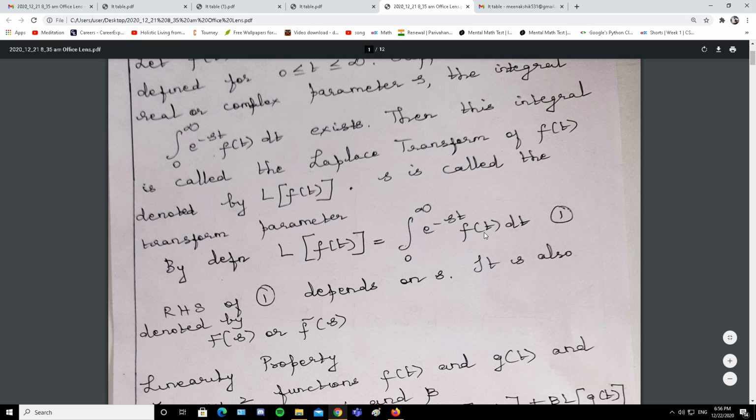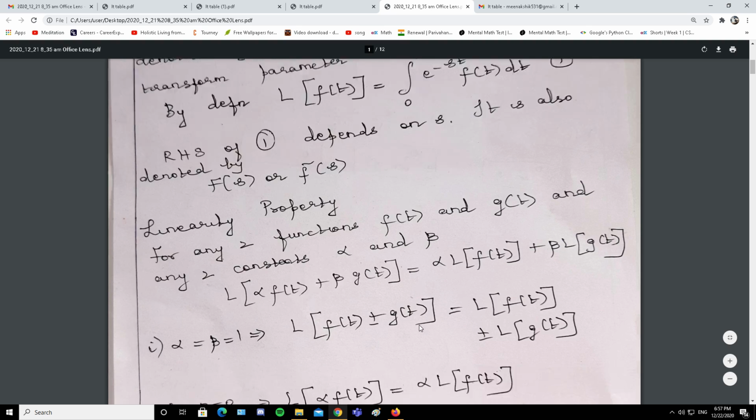If f of t is a real valued function, and the function is multiplied with the kernel e power minus st, and the product is integrated with respect to t from 0 to infinity, if the definite integral exists, then it is called the Laplace transform of f of t. Only if the definite integral exists can we have the Laplace transform. It doesn't exist for all functions. That is why we have the condition. It is denoted by L of f of t or f of s or f cap of s.